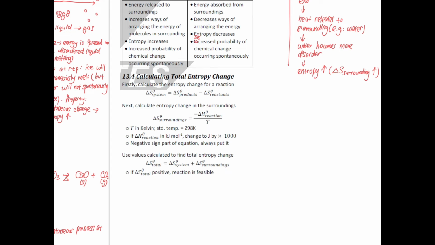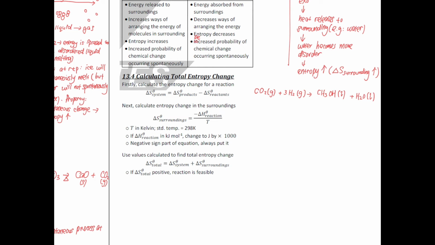Okay, so here is an example for this formula. Let's say I have a reaction like this: CO2, which is gas, plus 3 H2, hydrogen, become CH3OH, liquid, plus H2O, liquid.